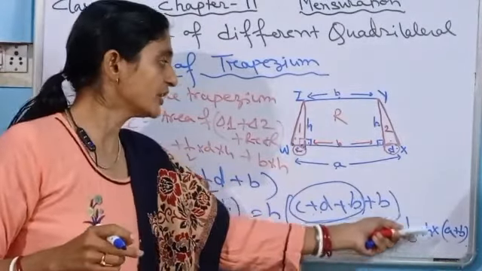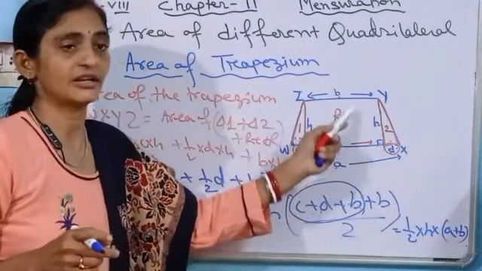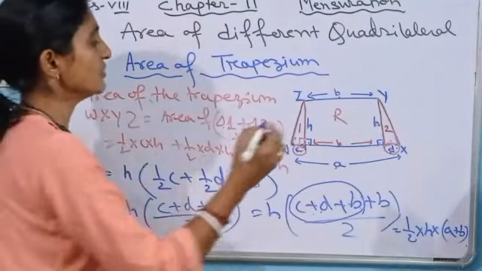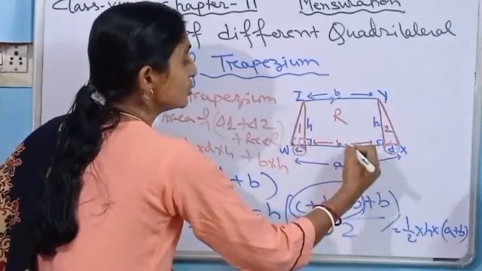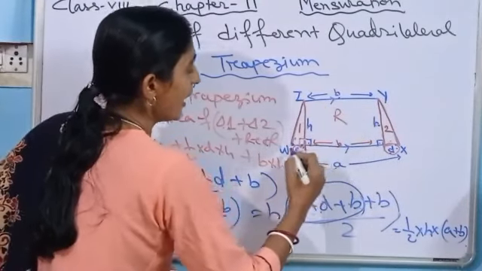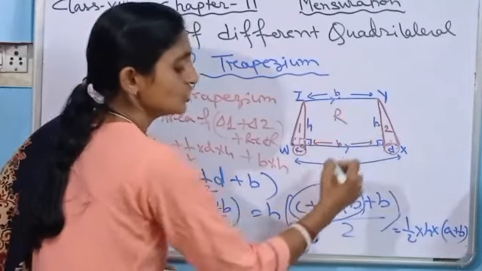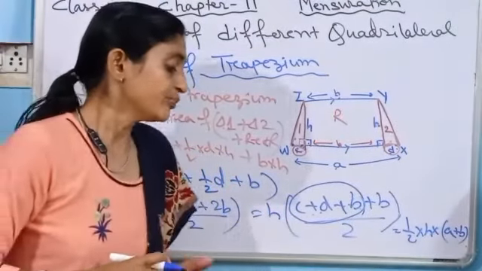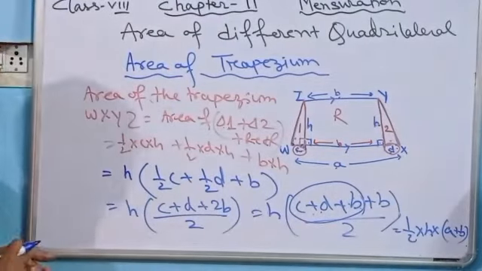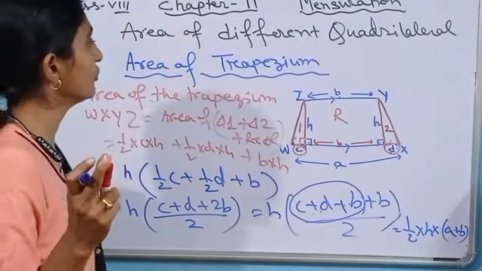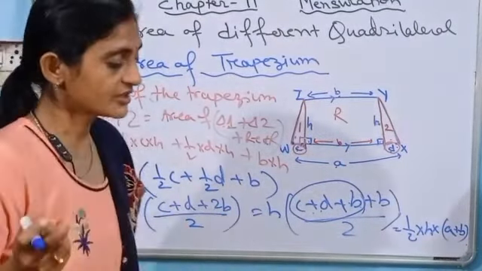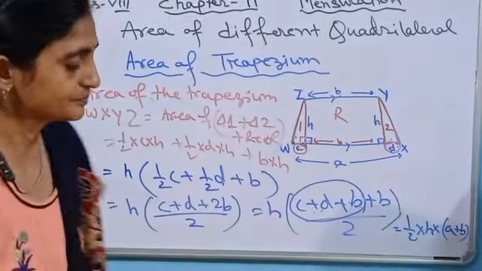And that height means what? This is the distance between the two parallel sides. You know now that a trapezium has two parallel sides. So these are the two parallel sides, ZY and WX. So the height stands for the distance between these two parallel lines. Okay, we will now discuss the area of some quadrilaterals. Let's come to a different example.